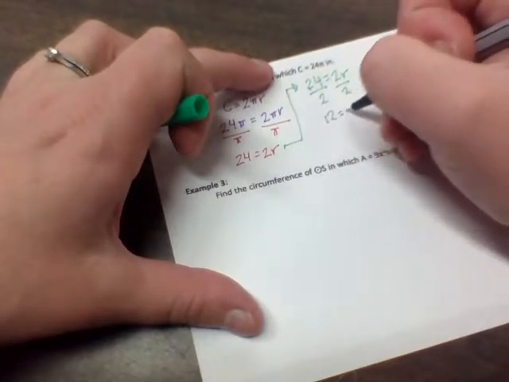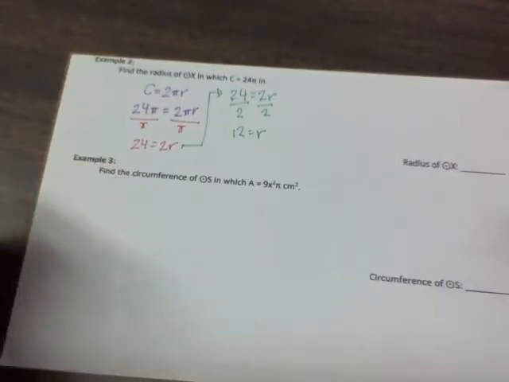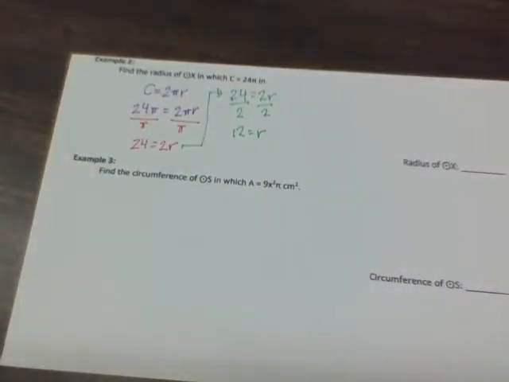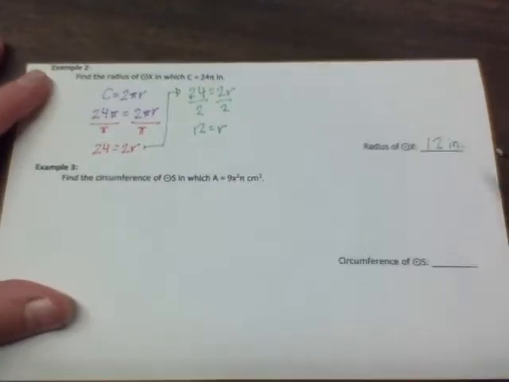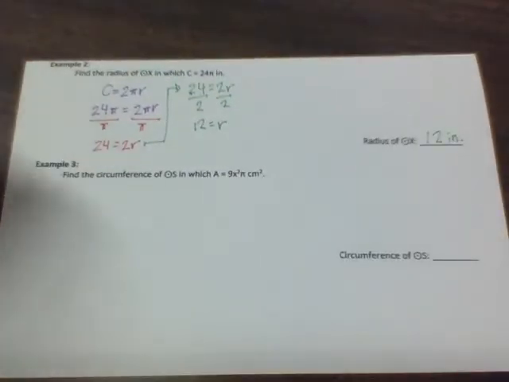Gives you a 12 for your radius. And again, if you didn't need to show work for that, I understand, but 12 is the inches that we are looking for. And of course, it's a distance, so it's not inches squared.